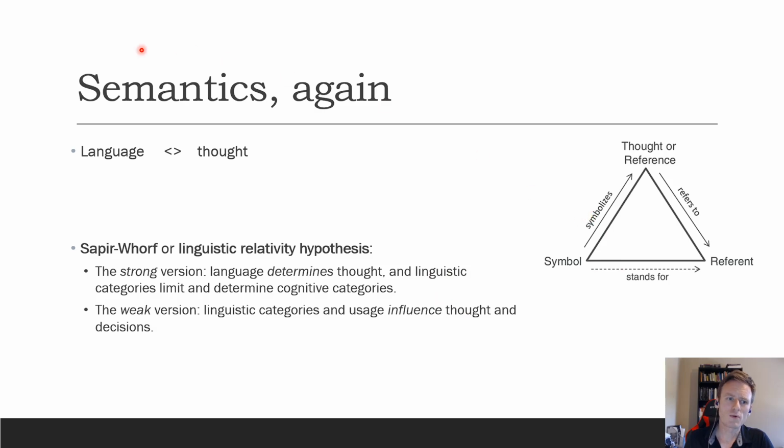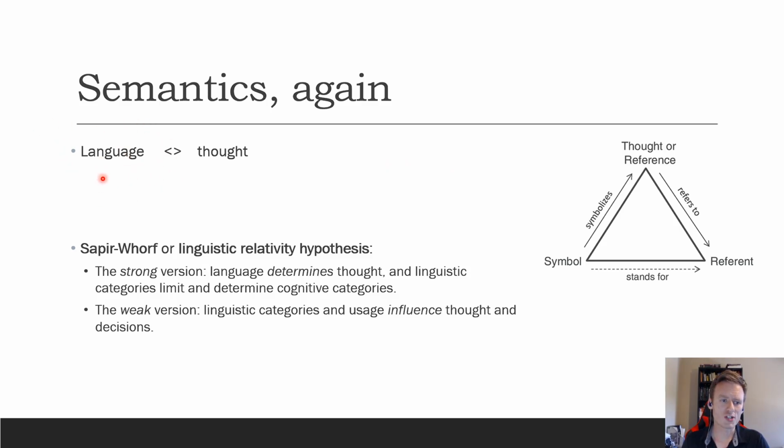All right, so let's review a little semantics. Remember our good old friend, the triangle of reference. We have symbols like English words or German words or Chinese symbols. Then we have thoughts that are symbolized by those symbols. And finally, we have the reference to which those thoughts refer and that those symbols stand for. Okay, so there are three things we need to have in mind when we're thinking about how thought latches onto the world and how language latches onto the world.